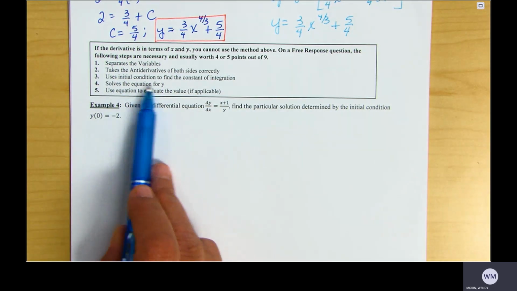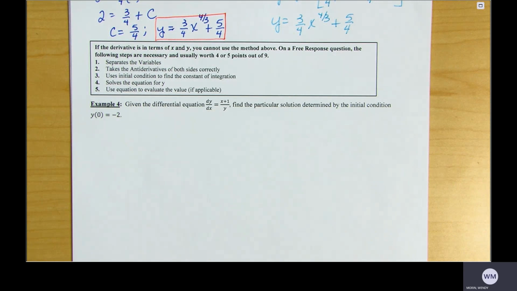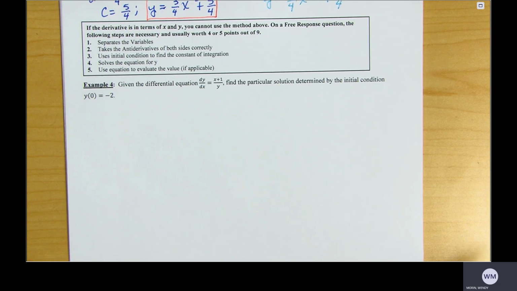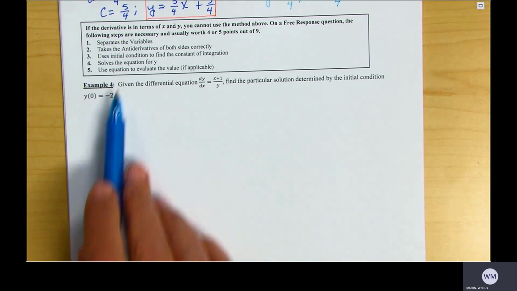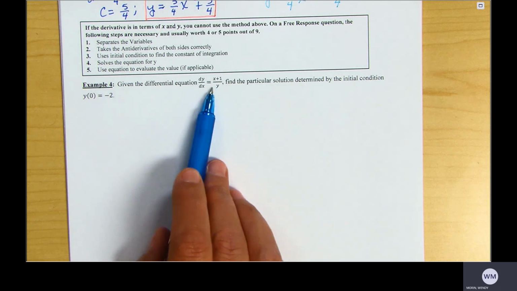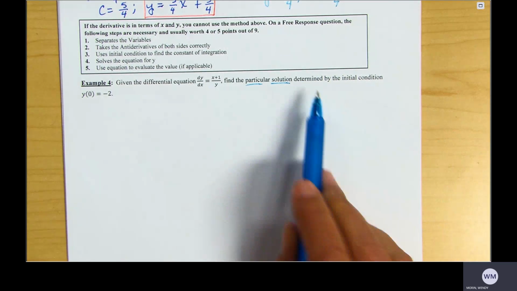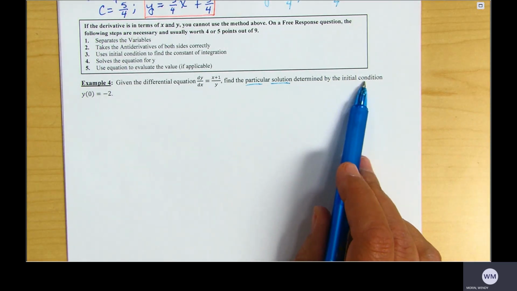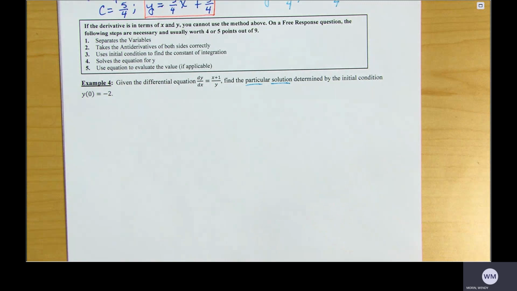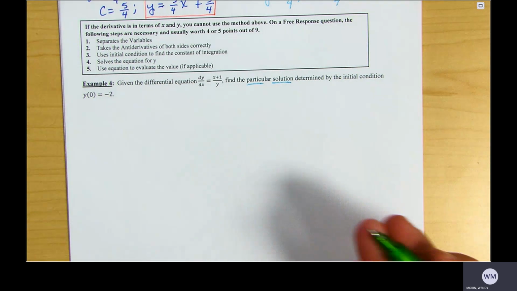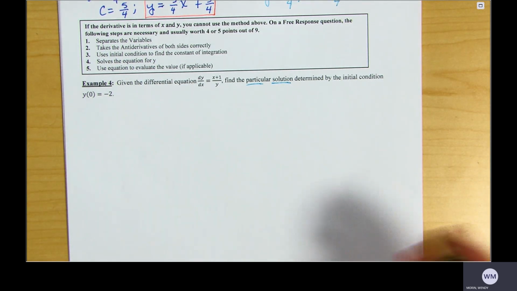I will tell you that solving for y, sometimes the math on solving for y is quite crazy, and it might not be something you want to waste your time doing just for 1 point. Okay, so let's go ahead and look at this one. Given the differential equation, find the particular solution. There's those words again, particular solution, determined by the initial condition. I'm not sure which method you like better, but I'm going to just stick with mine. If you want to stop the video and go ahead and try it, it's probably a good idea.